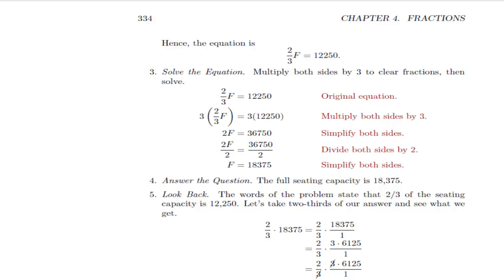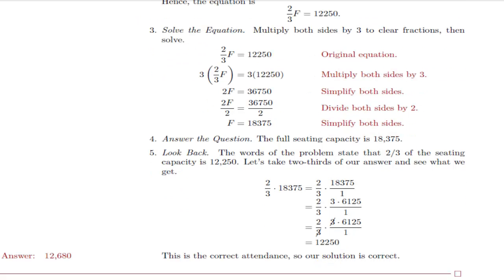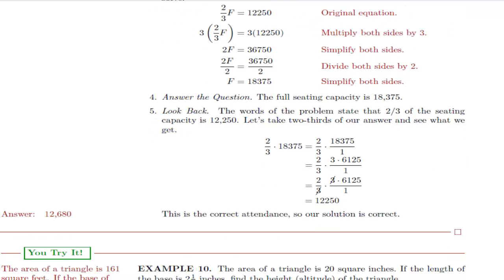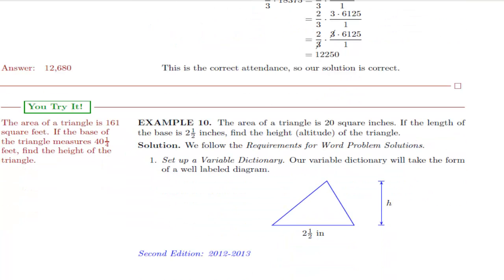Look back. The words of the problem state that 2/3 of the seating capacity is 12,250. Let's take 2/3 of our answer and see what we get. 2/3 of 18,375 equals 2/3 times 18,375 over 1. Factoring 18,375 into 3 times 6,125, the 3's will cancel and we're left with 2 times 6,125 equals 12,250. This is the correct attendance, so our solution is correct.